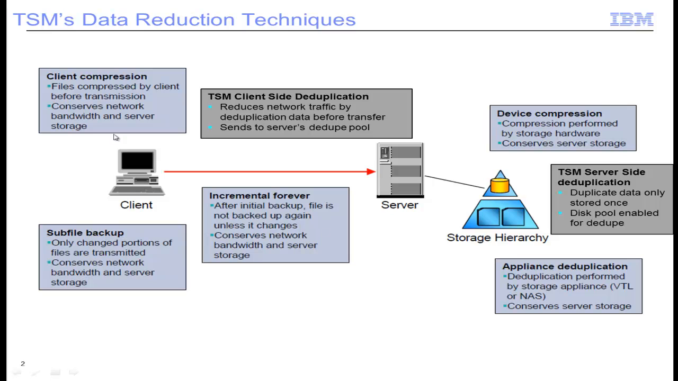We also support things like client compression, where the client can compress the files before it sends it to the TSM server, thus reducing the size of the file, the amount of network bandwidth that's needed, and the amount of storage space that is needed on the TSM server. We also offer device compression. When we migrate out to things like tape drives, we're able to utilize their device compression, as well as appliance deduplication like NAS or VTL devices that might be part of our storage pools. We do have a subfile backup capability where we can just send a portion of the file.